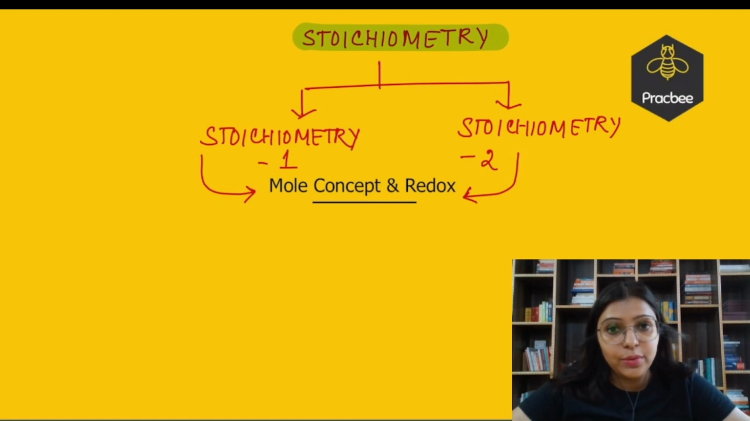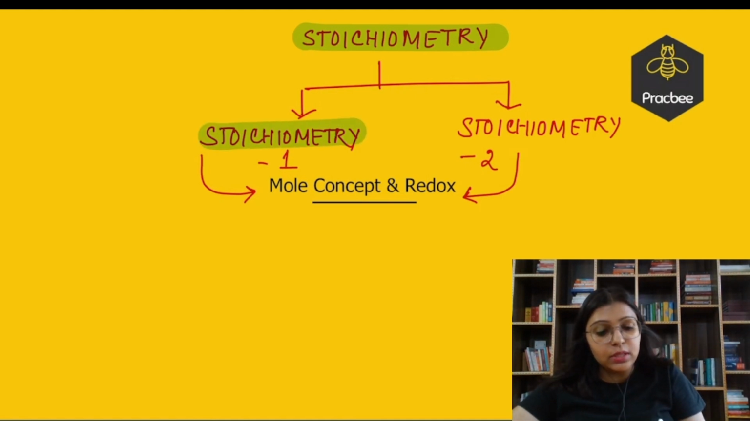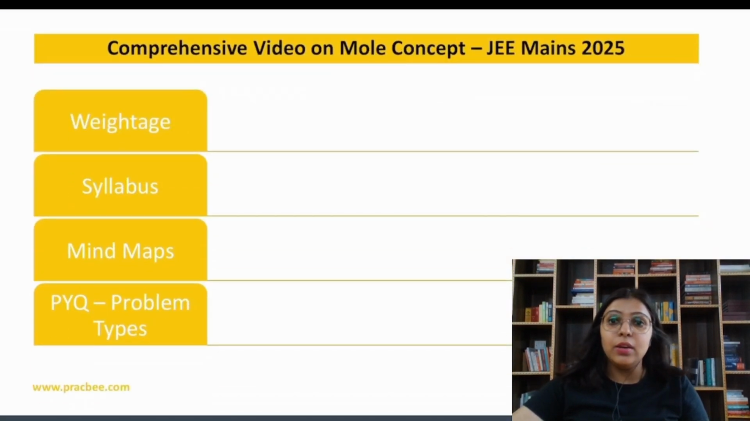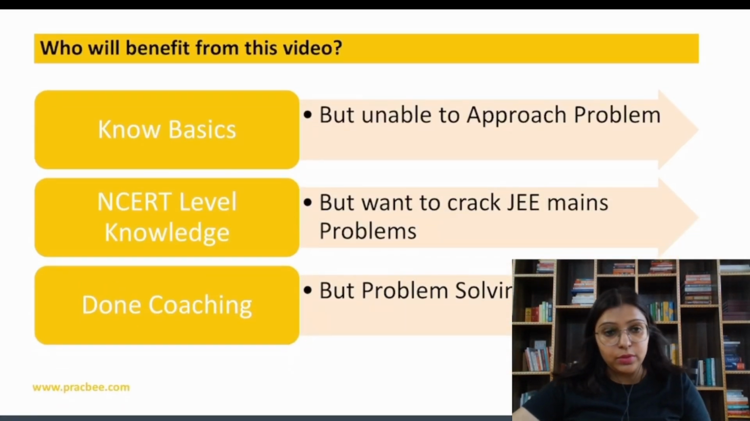In this video lecture, we are going to discuss some previous year questions of stoichiometry. As you all know, stoichiometry is divided into two parts: Stoichiometry 1, in which we discuss the mole concept, and Stoichiometry 2, in which we discuss redox, or we can say the equivalent concept.